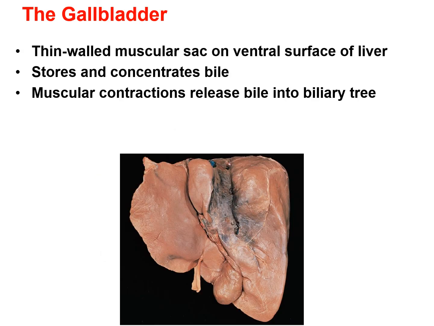So that gallbladder is going to be a very thin-walled but muscular sac that's located on the ventral surface of the liver. You can see some of it peeking out from the ventral surface if you are looking at the liver in anterior view. The only function of the gallbladder is to store and concentrate bile. It doesn't produce bile, it's only going to store it and concentrate it. When the gallbladder contracts, it can then release bile back into the biliary tree so that it can be delivered to the duodenum.